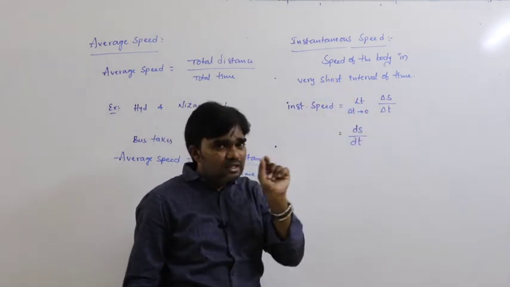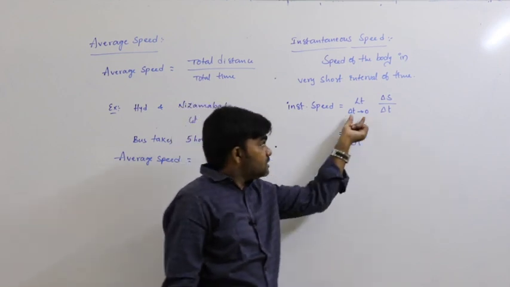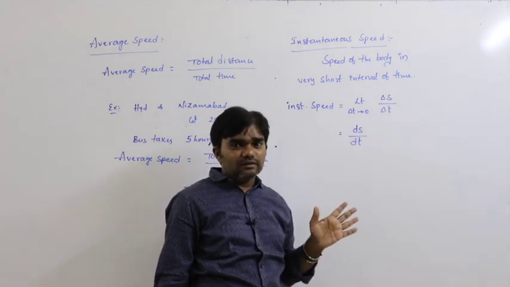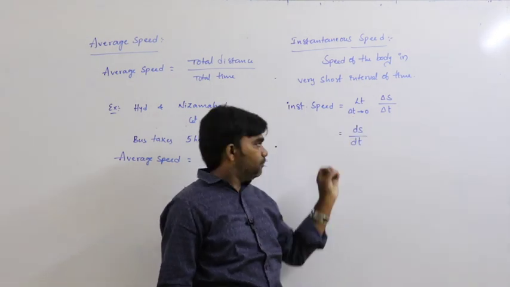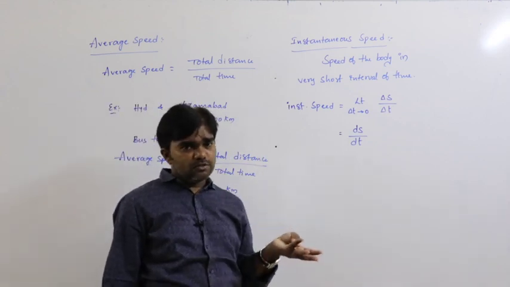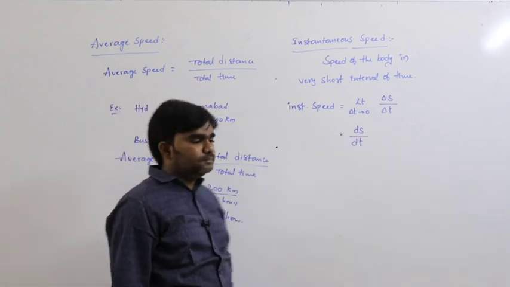Instantaneous speed means the speed of the body in a very small interval of time. That means the time interval is nearly equal to 0, less than 1 second, a very short interval of time. These are the types of speed: uniform speed, non-uniform speed, average speed, and instantaneous speed.